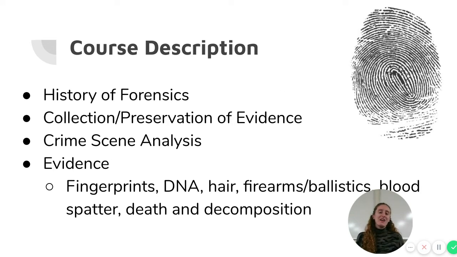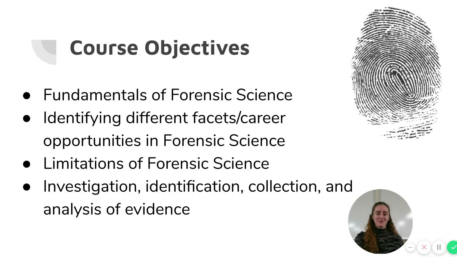So a brief description of this course: your students will be learning history of forensics, history of different types of evidence collection or different types of forensic analysis, collection and preservation of different types of evidence, crime scene analysis, and we're going to go through each unit as follows, plus a few more if we have time. Fingerprints, DNA, hair, firearms and ballistics, blood and blood spatter, and death and decomposition. So it is quite expansive, but they're all really, really good topics.